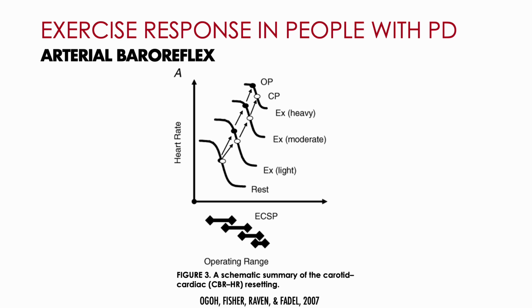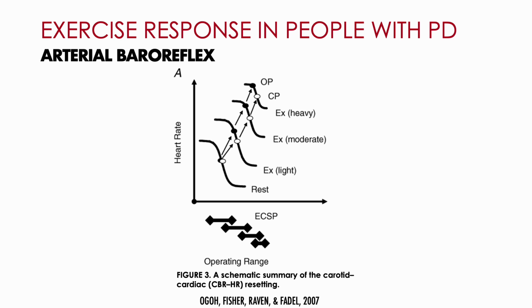At rest, the arterial baroreflex operates around a set arterial pressure that is monitored and adjusted in a feedback manner through changes in heart rate and vascular tone. During exercise, the arterial baroreflex experiences a resetting process where the allowable systemic blood pressure is increased in order to improve blood flow and oxygen delivery.